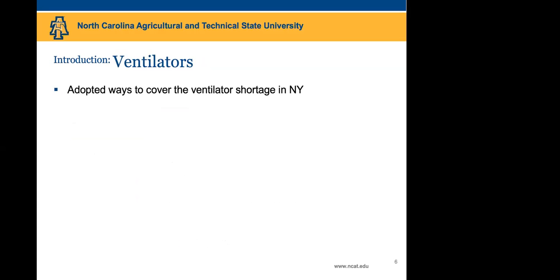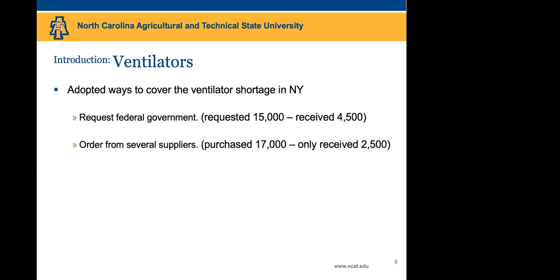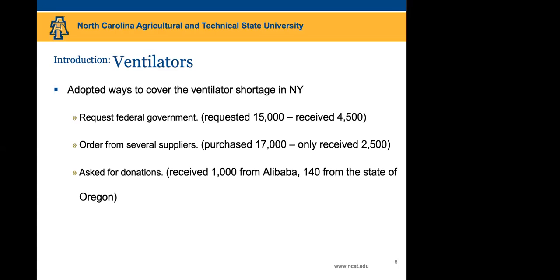The adopted way to cover the ventilator shortage in New York was to request ventilators from the federal government. They requested about 15,000, and they just received 4,500, and that was at the beginning of April and the end of March, once it started. They ordered from several suppliers, purchased 17,000, and they only received 2,500. They asked for donations. They received 1,000 from Alibaba. They received 140 from the state of Oregon.